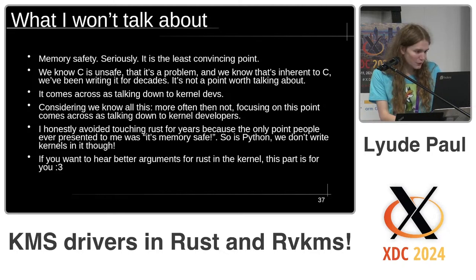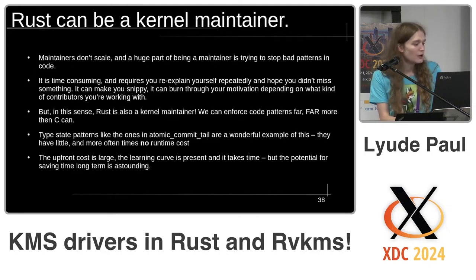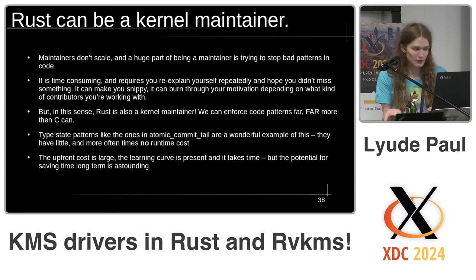So yeah, the first thing I sort of noticed is Rust can be a kernel maintainer. Maintainers don't scale, and a huge part of being a maintainer is trying to stop bad patterns in code. This is pretty time consuming though. It requires you to re-explain yourself repeatedly and hope you didn't miss something. It can make you snippy, can burn through your motivation, and of course that depends on what kind of contributors you work with, but it's certainly a problem.